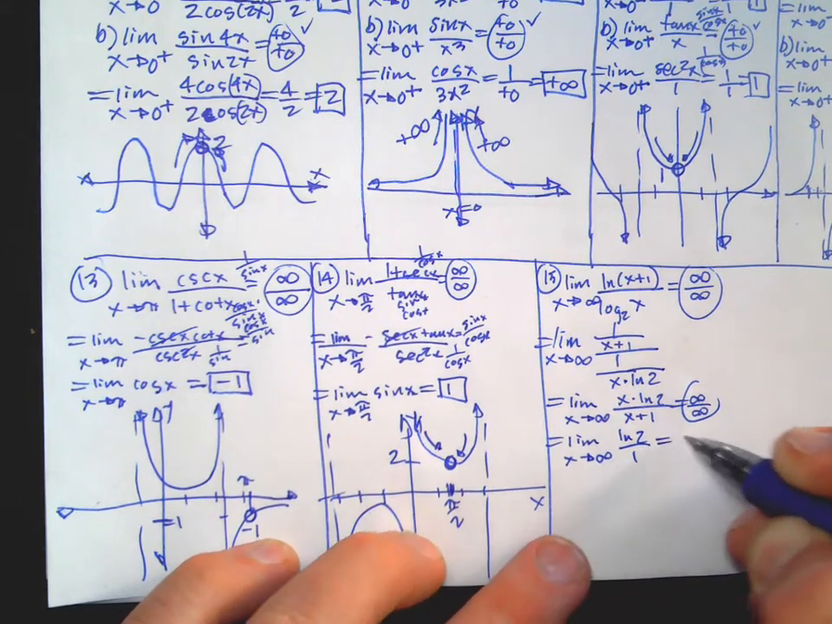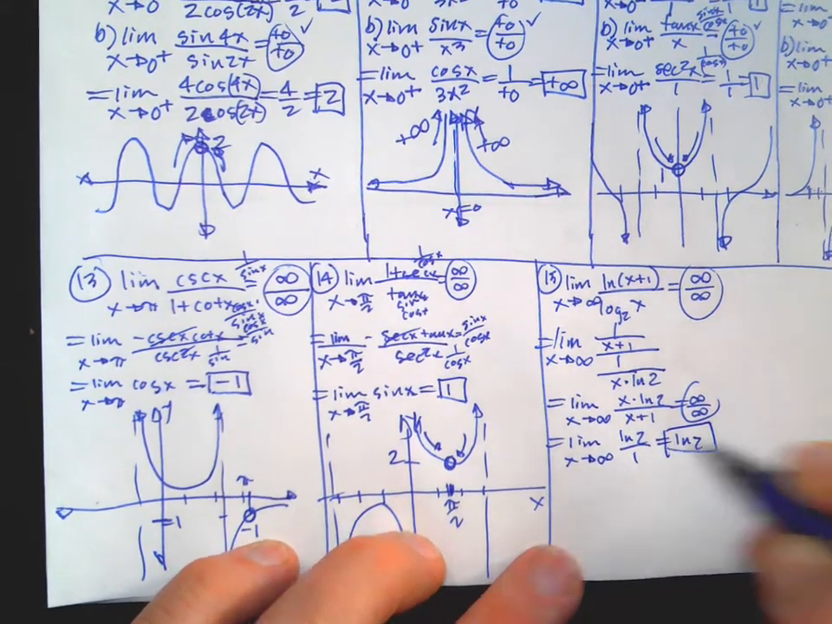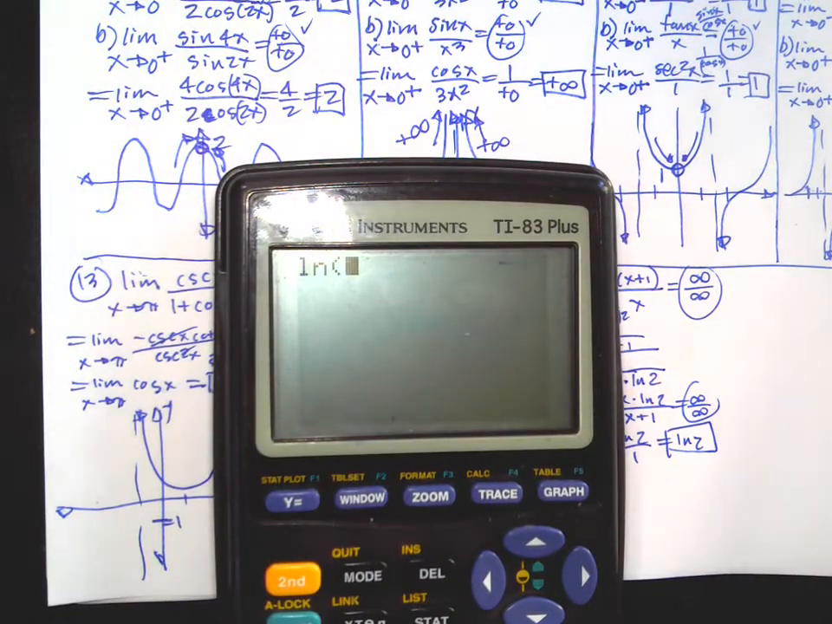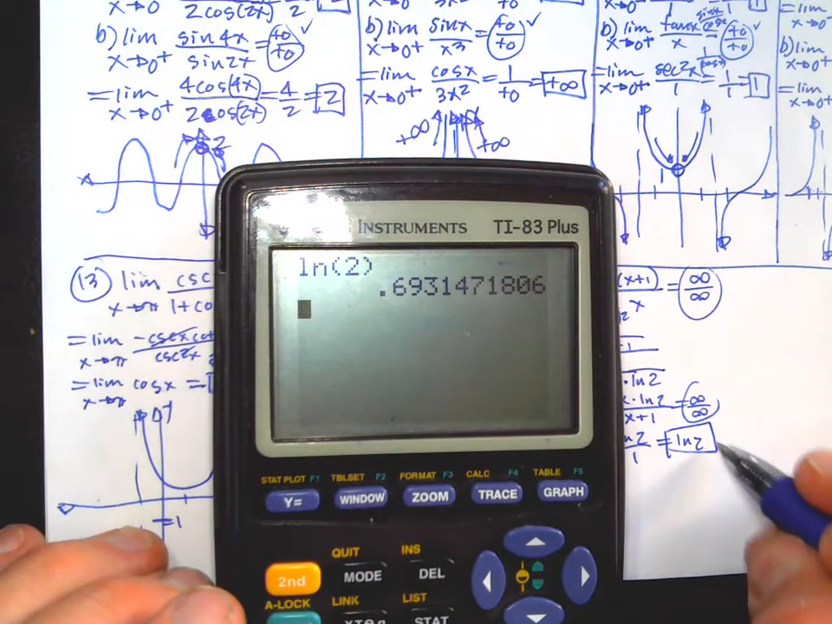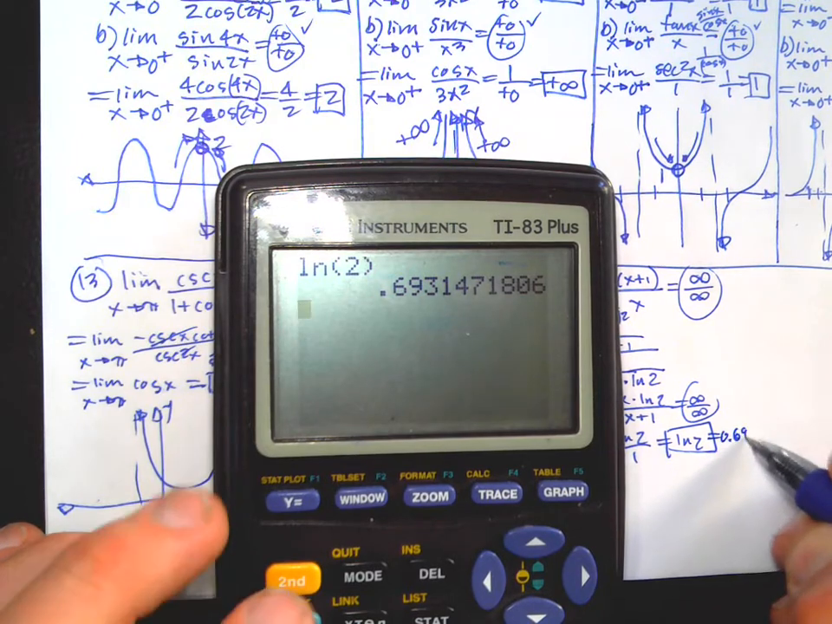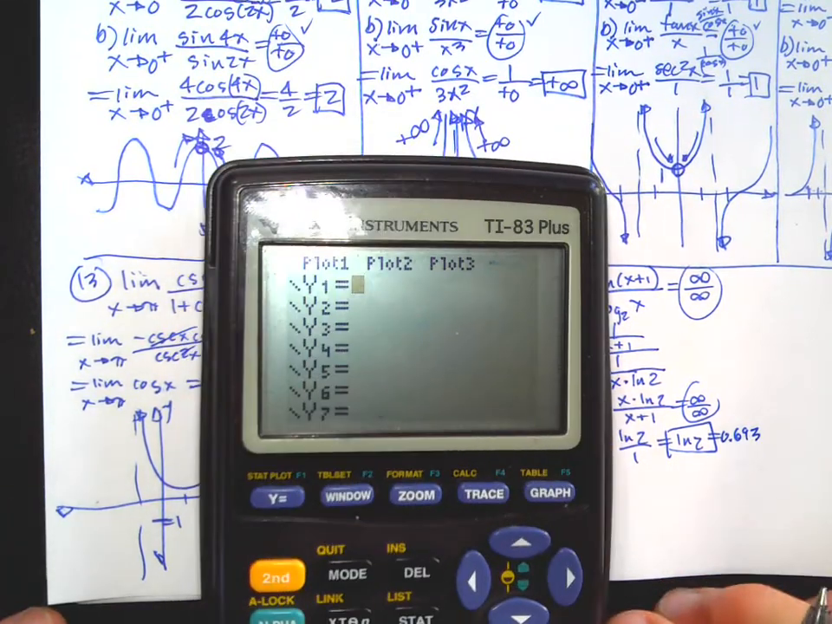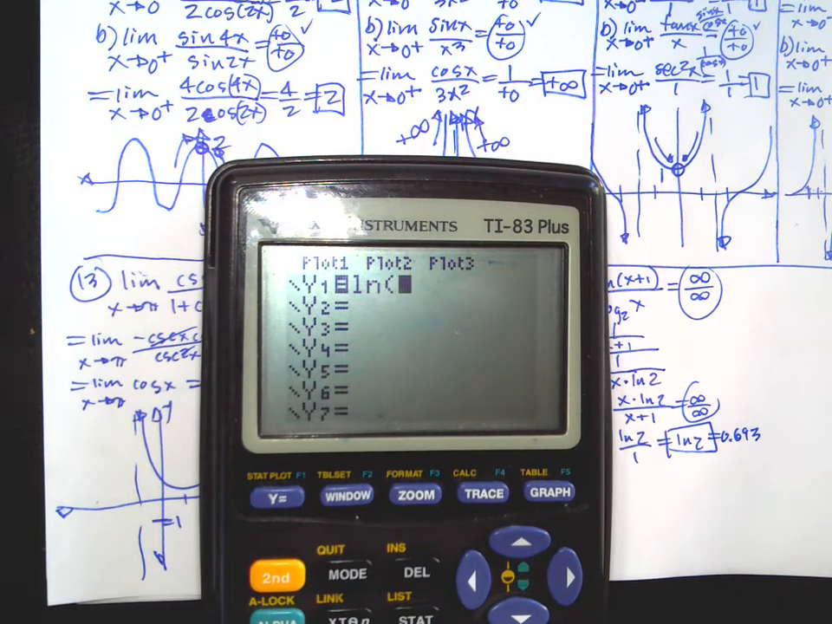So the answer should be natural log of 2, which on my calculator, just to help me compare it to what I get, is 0.693. So the graph is natural log of x plus 1.